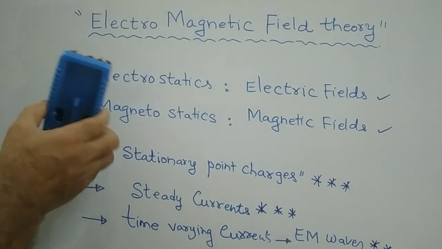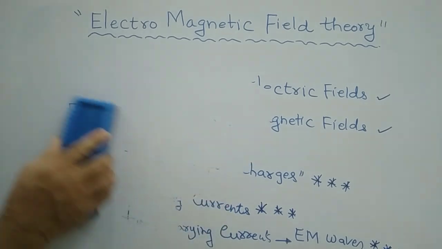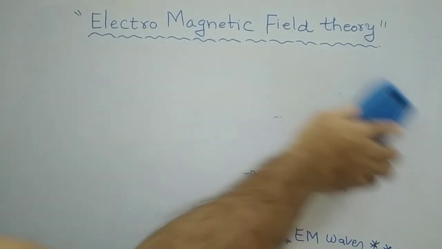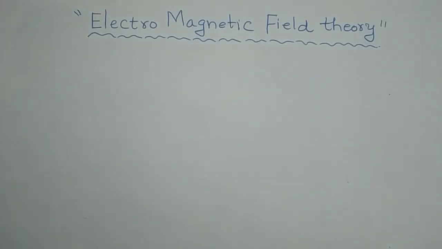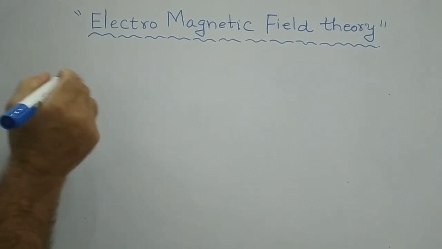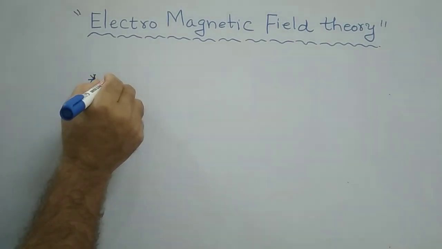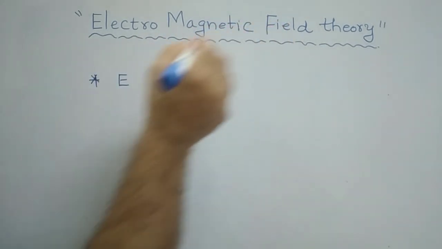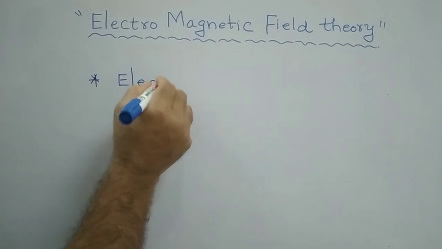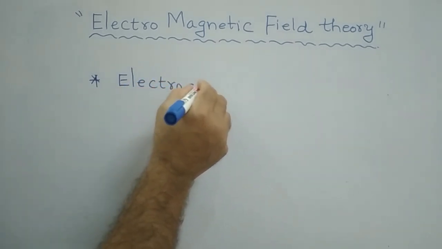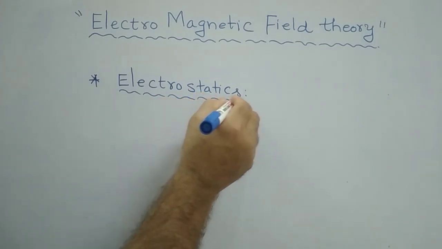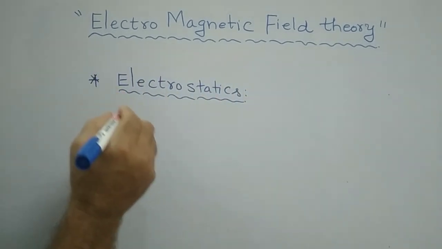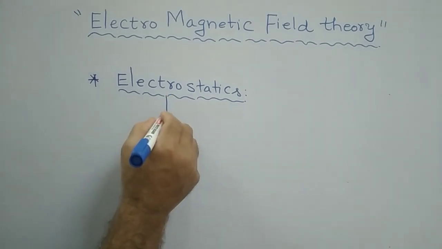Now if you recall our previous presentation, we saw the very beginning in electrostatics. We considered electrostatics first, and we saw one important definition there, Coulomb's law. Our electromagnetic field theory starts with electrostatics, and in electrostatics the very beginning point is your Coulomb's law.